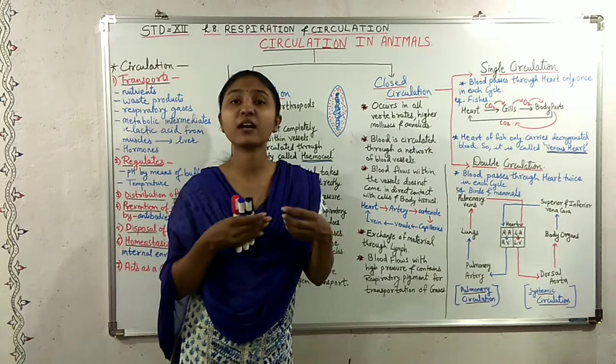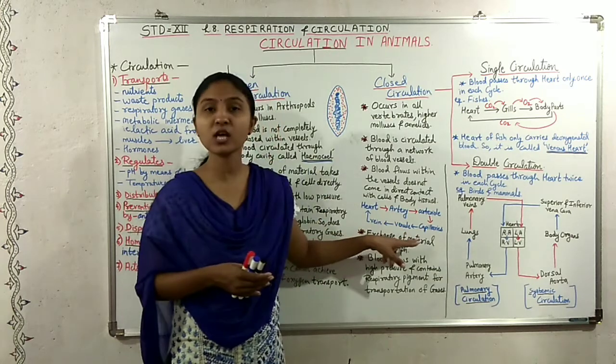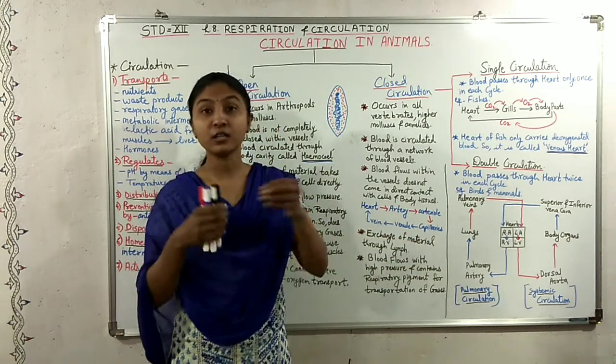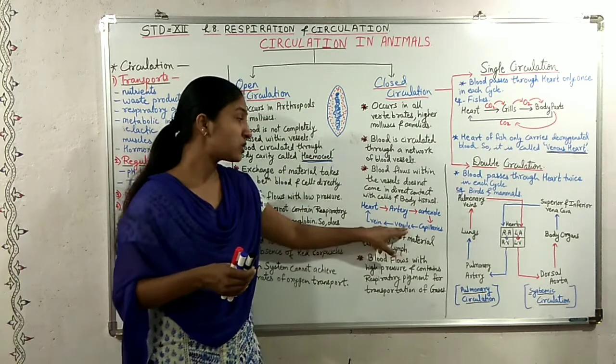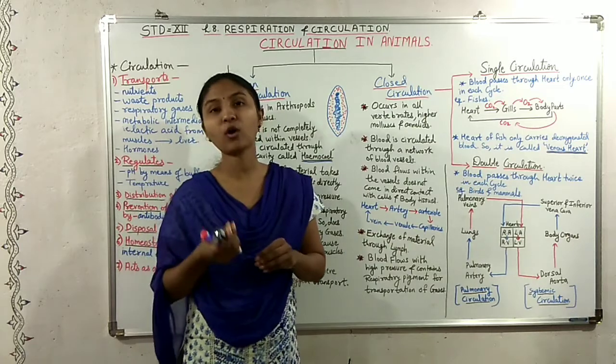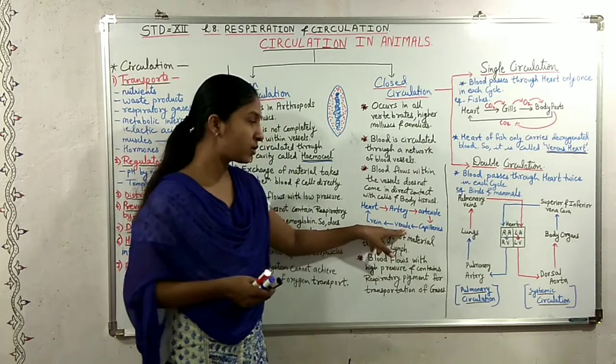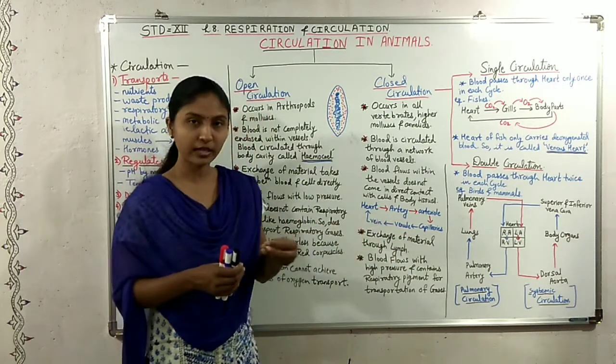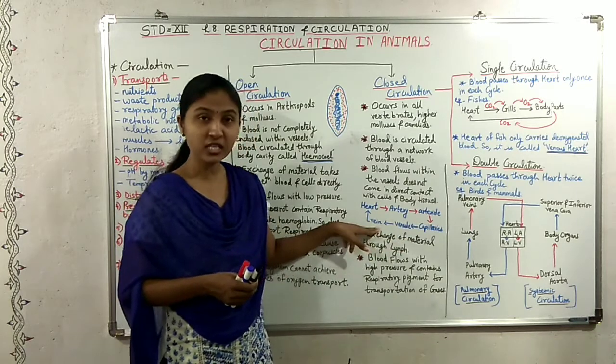These capillaries are attached with the venules. Venules are also just like capillaries. The difference is that venules carry deoxygenated blood and capillaries provide oxygenated blood. So venules are then converted into veins.